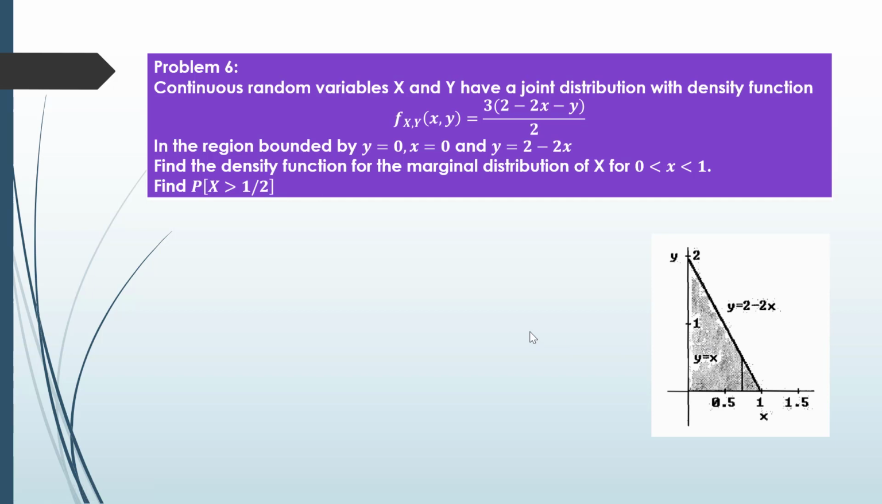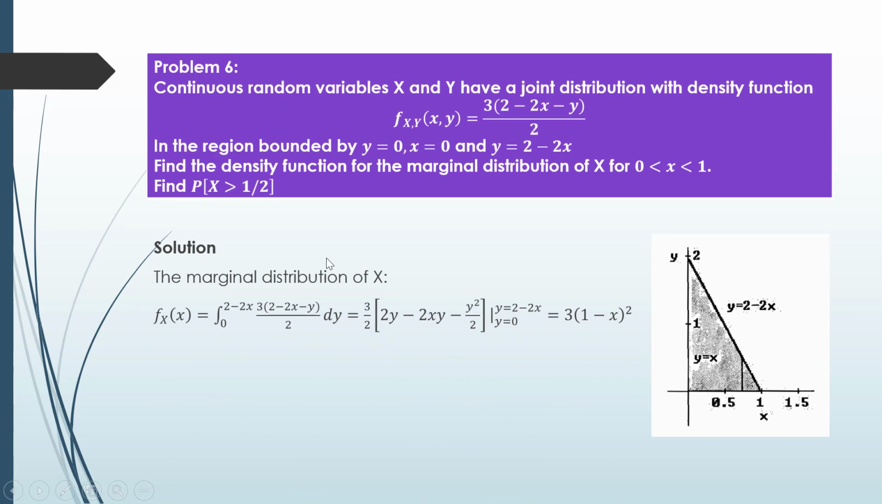So the marginal distribution of x is basically we have to integrate the joint distribution function with respect to y, but here you see that the range of y goes from 0 to 2 minus 2x. So the marginal distribution of x is we integrate from 0 to 2 minus 2x of the joint distribution function. And we got the answer is 3 times (1 minus x) squared. This is the marginal distribution of x.